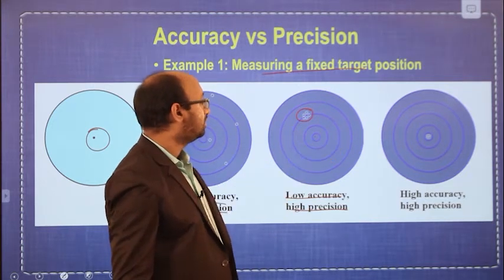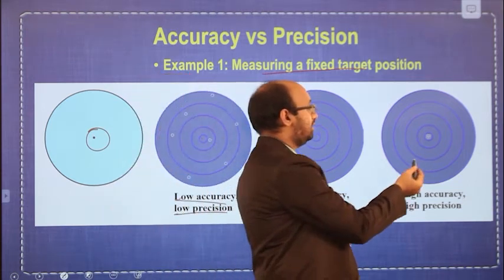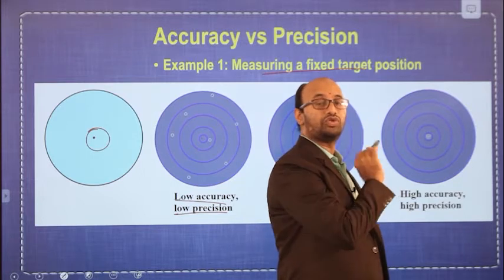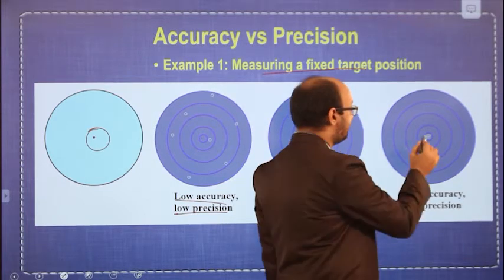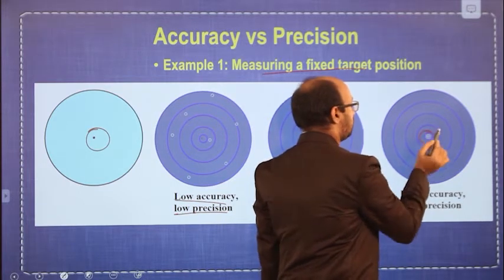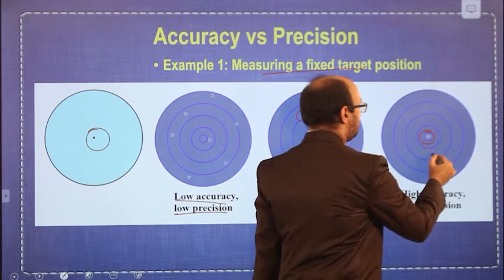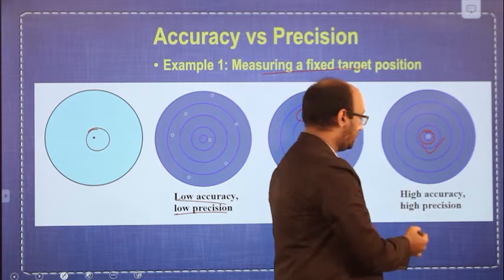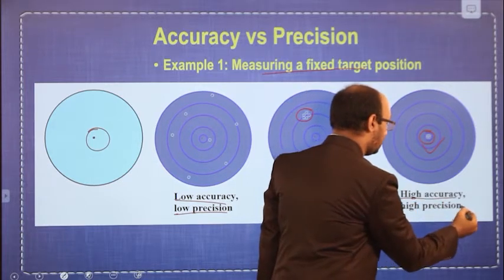Let us see the third case. In this case, the measurements are close to one another and they are close to the target position, that is the center. So the values are close to one another and there is repeatability of measurements. So in this case, there is high accuracy and high precision.